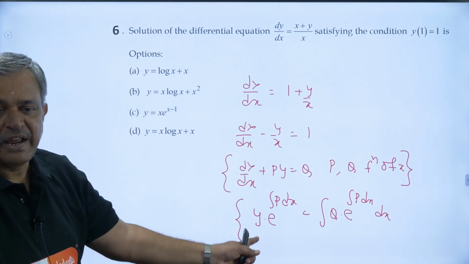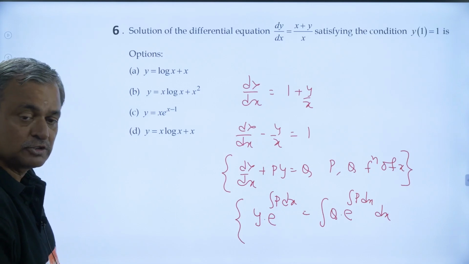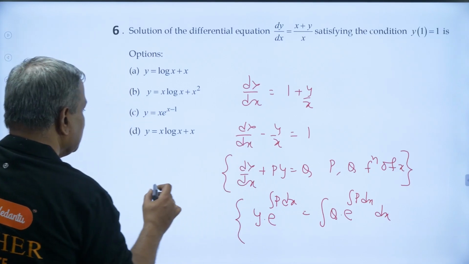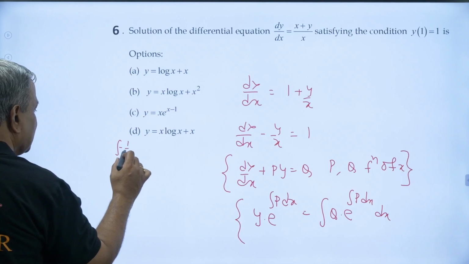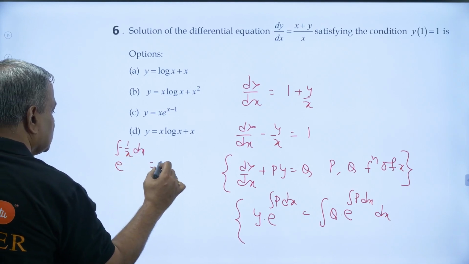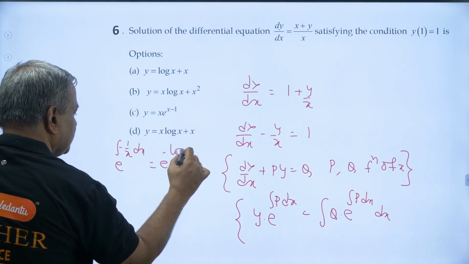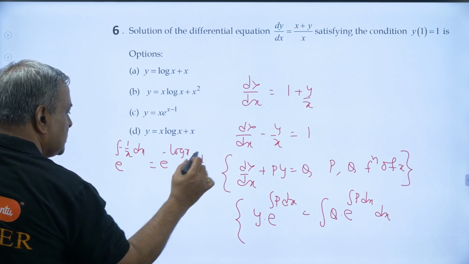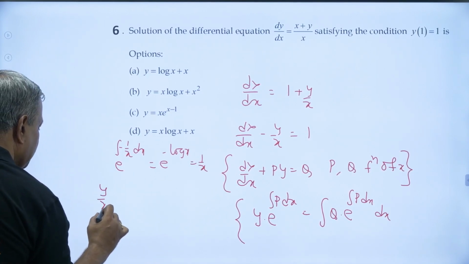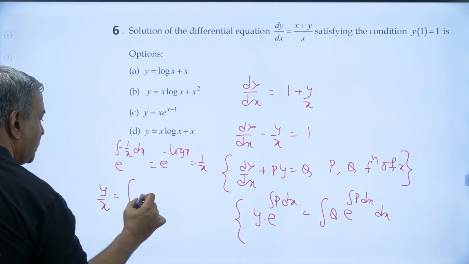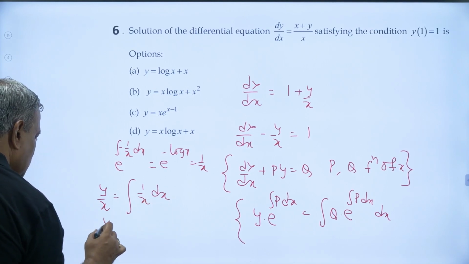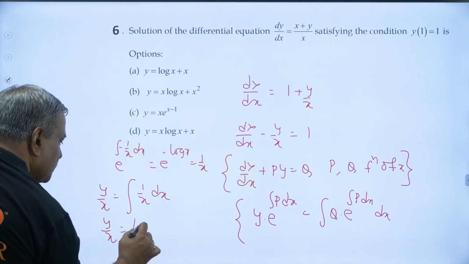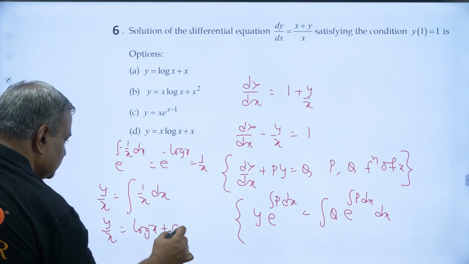So every time I'm trying my level best to give the concepts also. Please retain concepts. What is the integrating factor here? E to the power minus integral of 1 by x dx. This will give you e to the power minus log x, which is equal to 1 by x. Solution will be y by x is equal to integral of 1 by x dx. So this will give you y by x is equal to log x plus c.